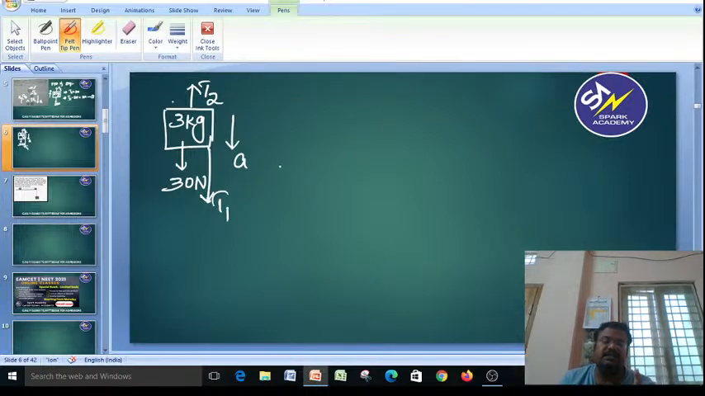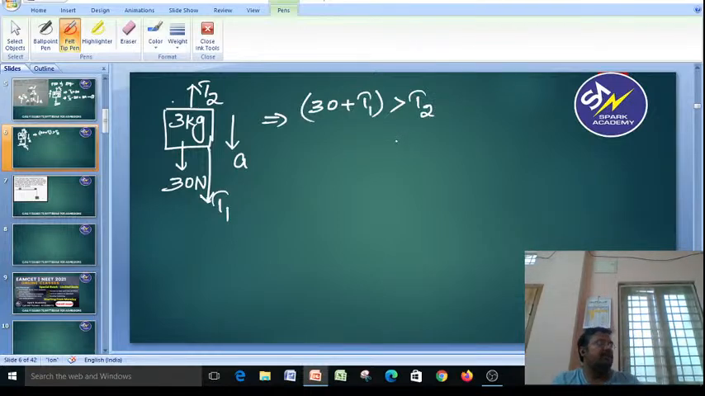So in the downward direction two different forces are acting, that is tension T1 and 30 Newton. What about the net force acting on the 3 kg block? In this case, 30 Newton plus tension T1, both acting in the downward direction, should be greater than the tension T2. That is why the block moves in the downward direction.